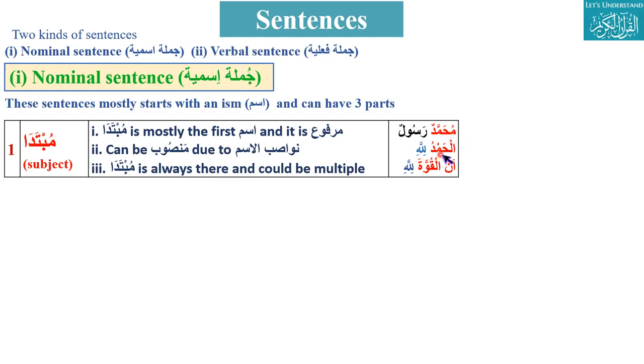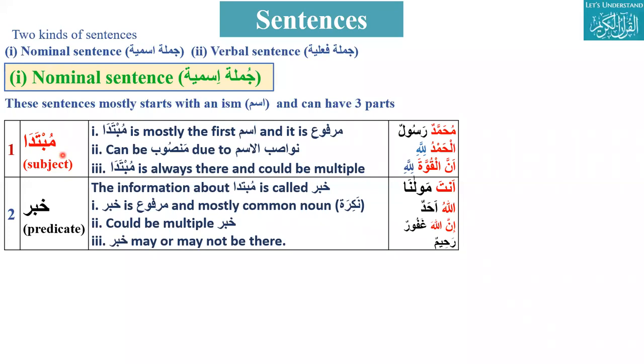Alhamdulillahi. Alhamdu is mubtada here. If you see here, this is marfu, but here we see anna al quwwata. So al quwwata, this is mubtada, but before that there is nawasibul ism. So anna makes it mansub.